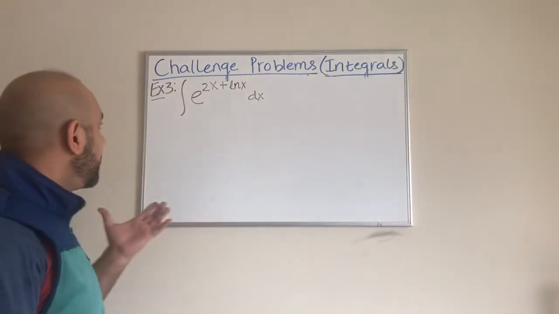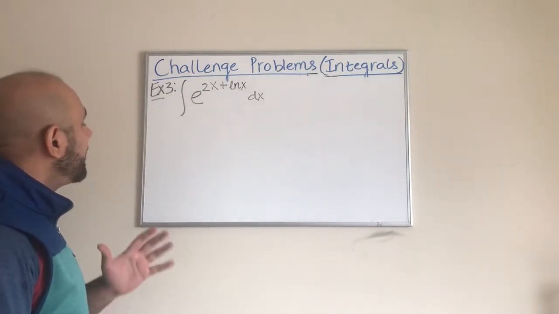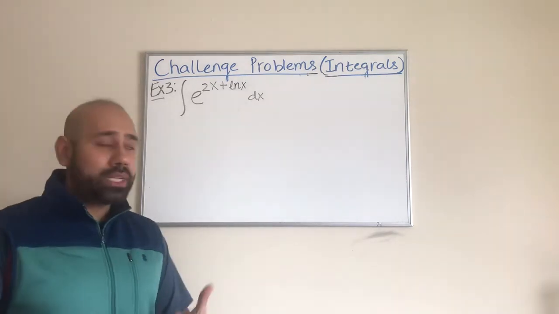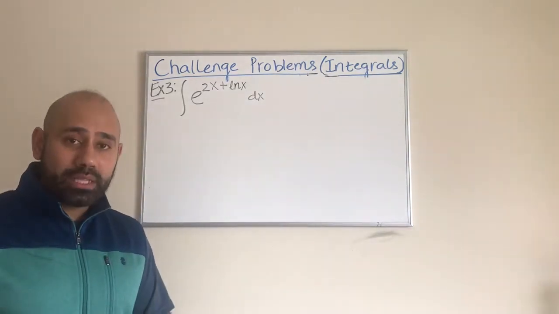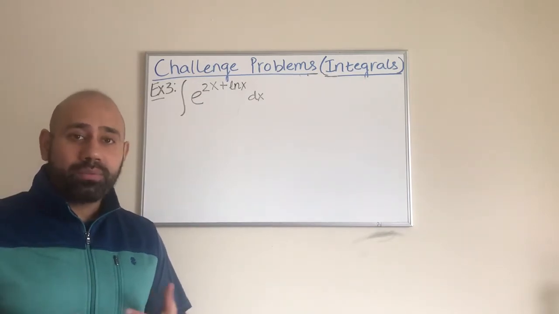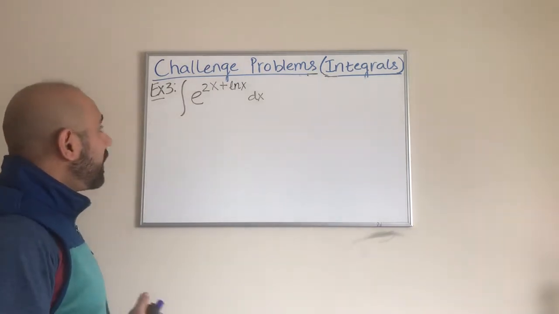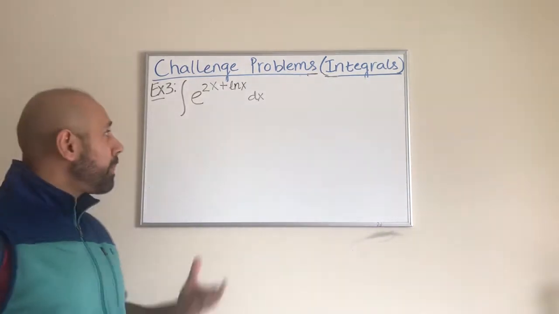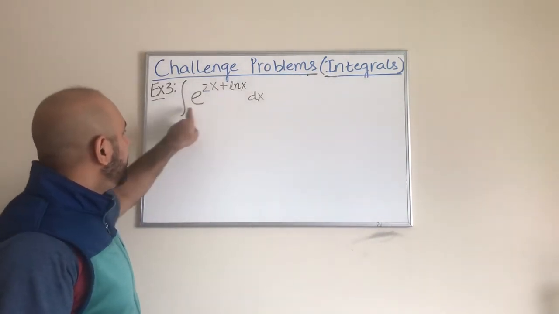So guys, this time this is an integral of an exponential function, e to the power 2x plus ln of x. As you can see from this problem, there is no direct or straightforward method or technique to actually evaluate this integral. So we have to come up with something different, something unique here, and that is what qualifies this as a challenge problem.